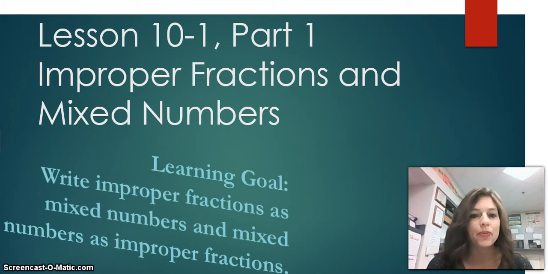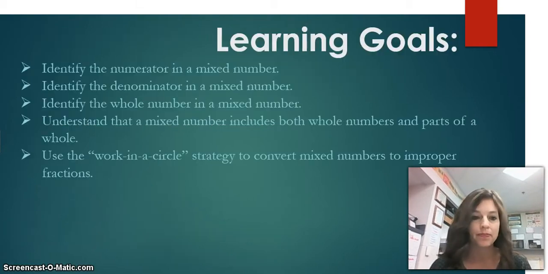Hi, this is lesson 10.1, part 1, improper fractions and mixed numbers. Our learning goal is to write improper fractions as mixed numbers and mixed numbers as improper fractions.